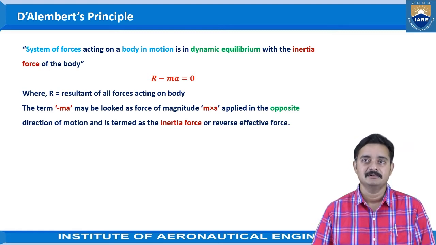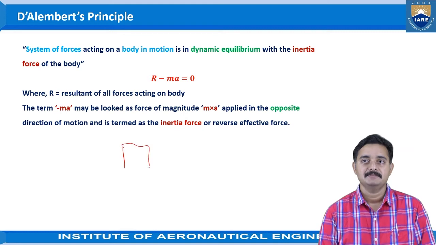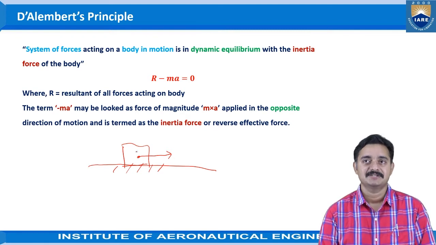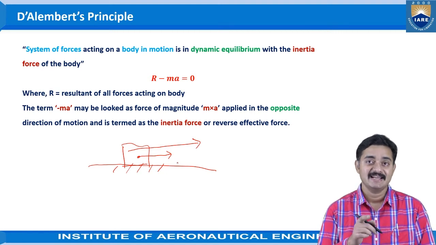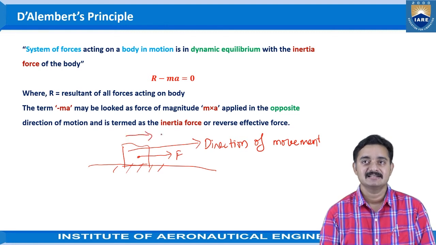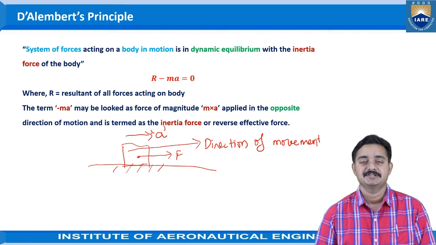That means, for example, let us say a body is placed on a surface, and a force is acting in the right side direction. Because of this force, the body will move towards the right side. That means the body is achieving an acceleration, right? This is the force applied, and this is the direction of movement of the object. Then we can say that the body is achieving an acceleration in the right side direction.